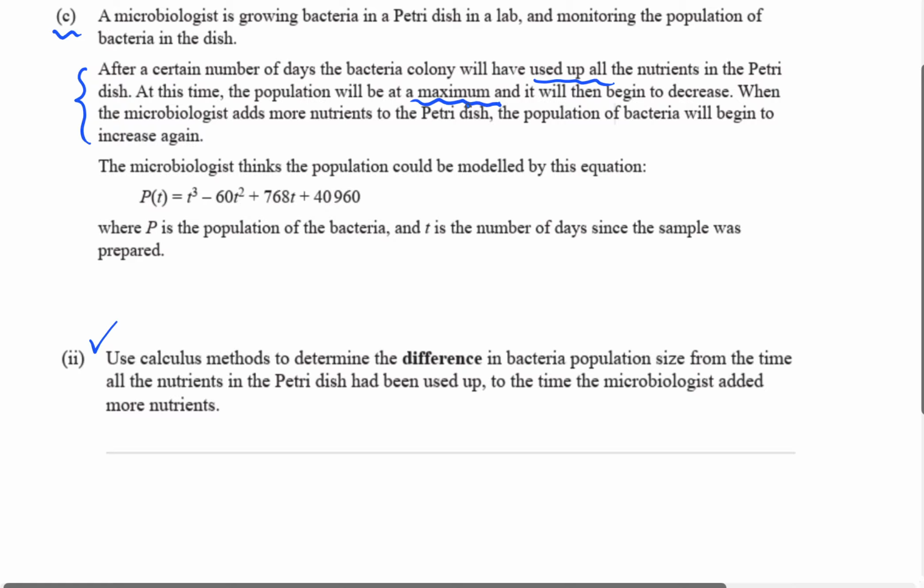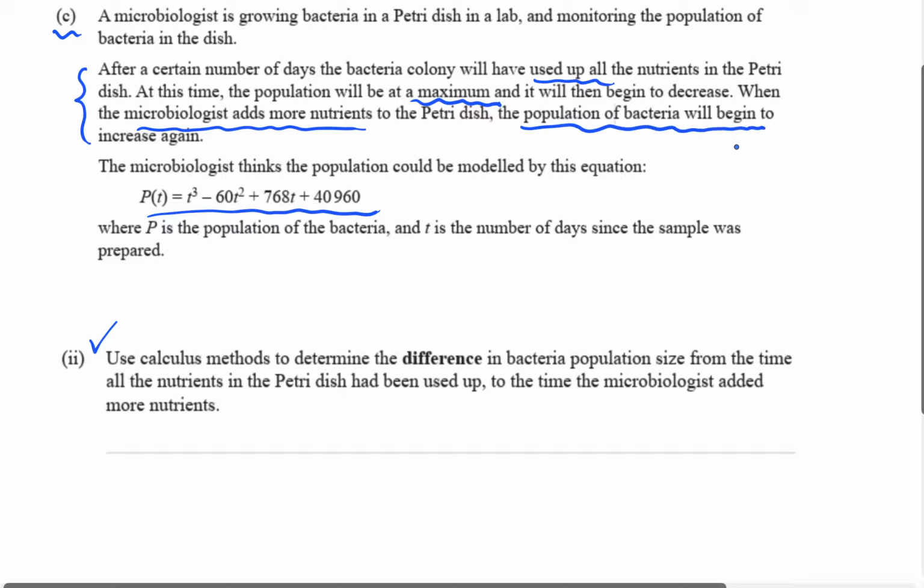See, there is a word we are familiar with. It will then begin to decrease. So at this moment, it's a maximum, the local maximum point for this original function. When the microbiologist adds more nutrients, let's see what happened to the population. The population of bacteria will begin to increase.